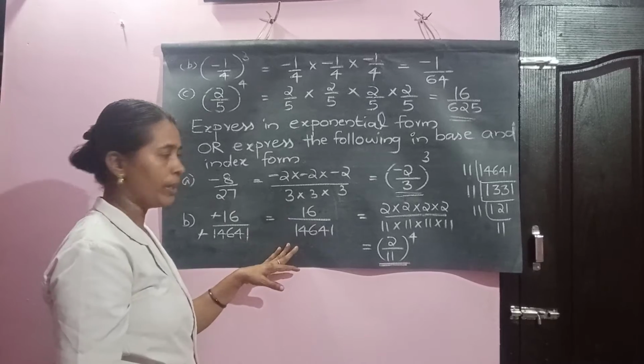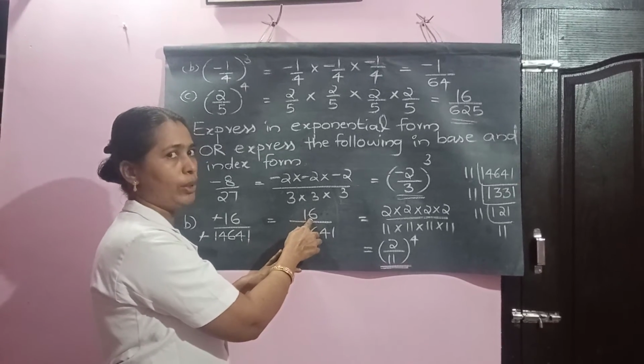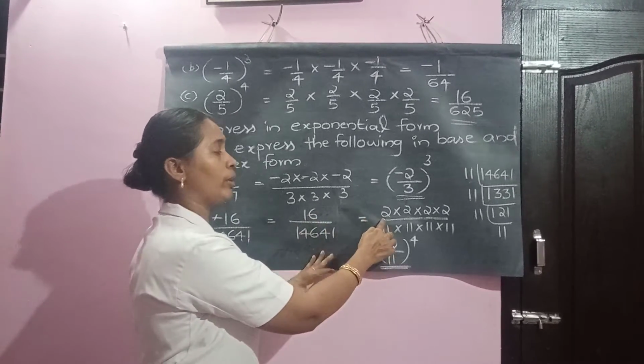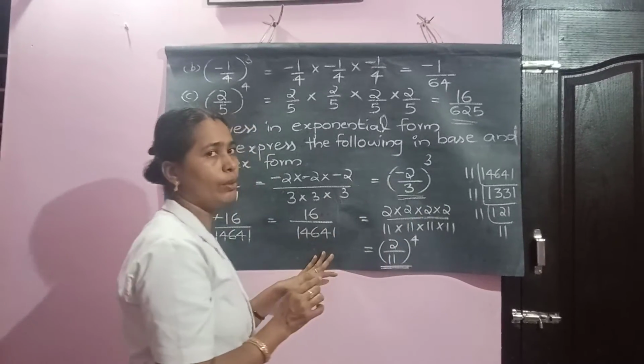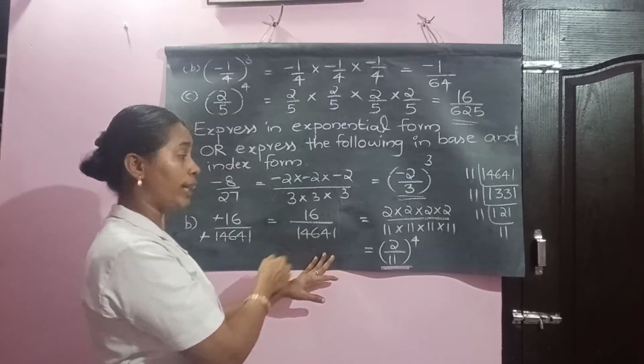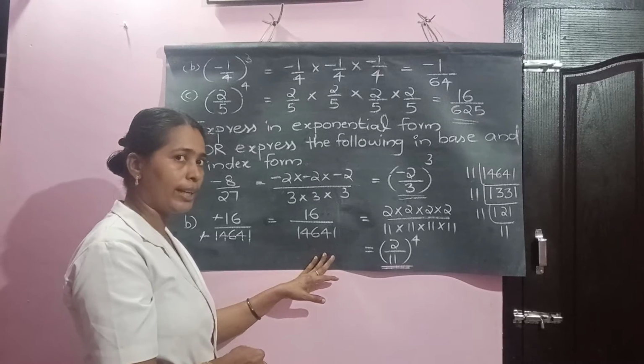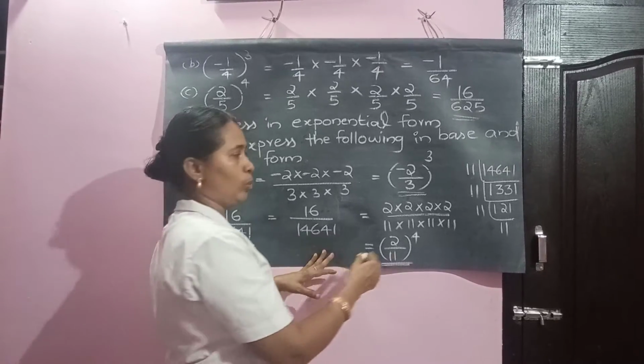We got it. 16 is very easy to write using the prime factorization method. You can easily write down 2 into 2 into 2 into 2. Okay, but see this number, 14,641. Can you write it directly? No. Let us see how to do it.